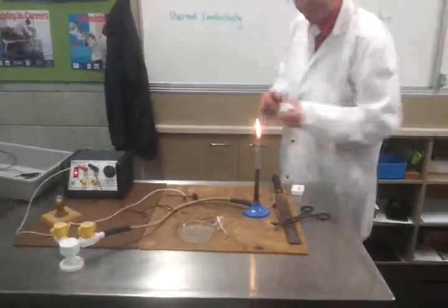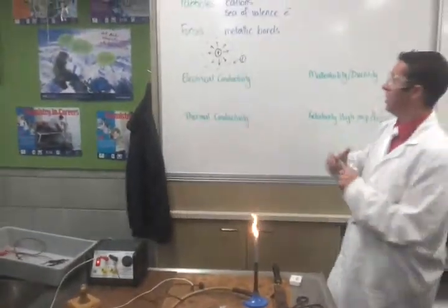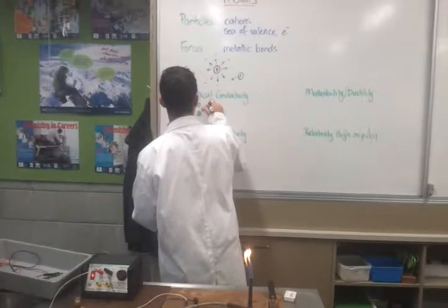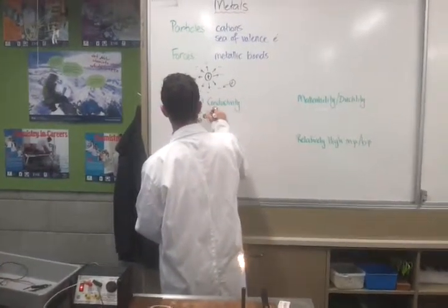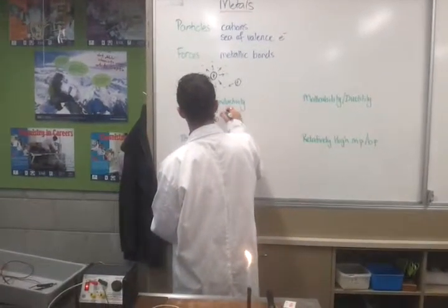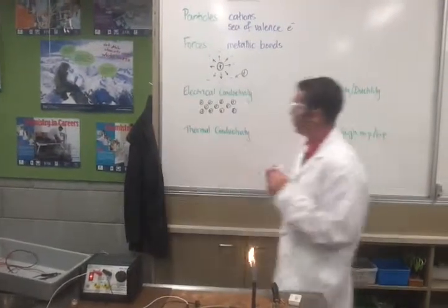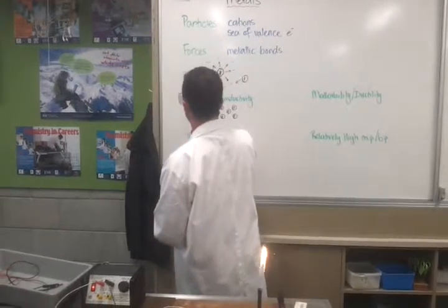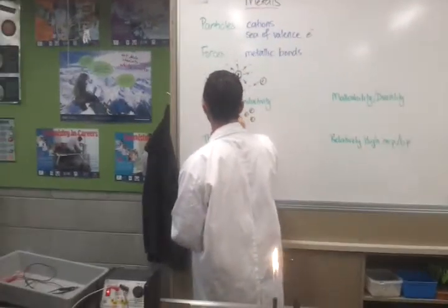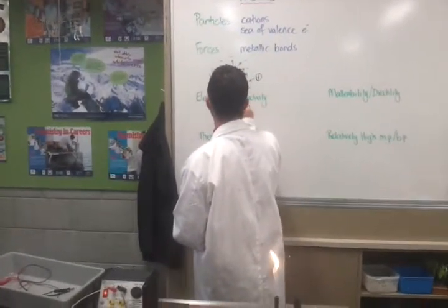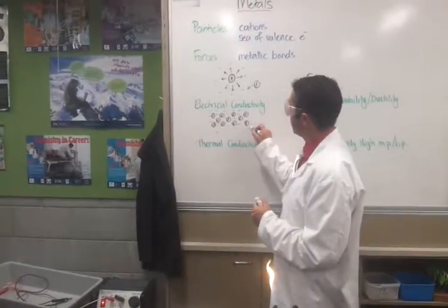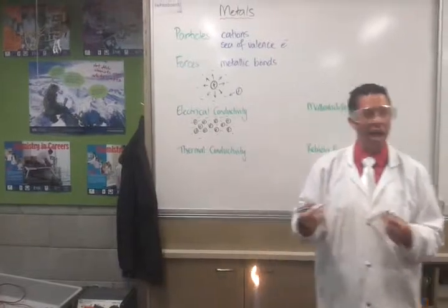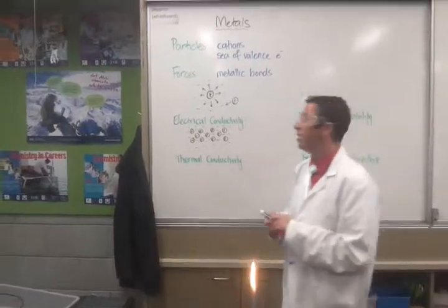Why is this? Well, if I reproduce my diagram, I'm going to give it a bit of structure here. It's solid, so the particles must be organised. So I've got all the cations. In between those, we've got our sea of valence electrons. And again, that means the electrons can move. They're able to go from one place to another.